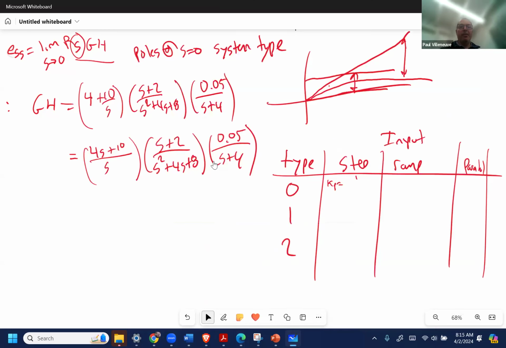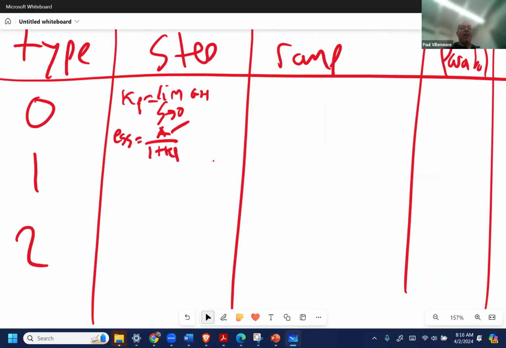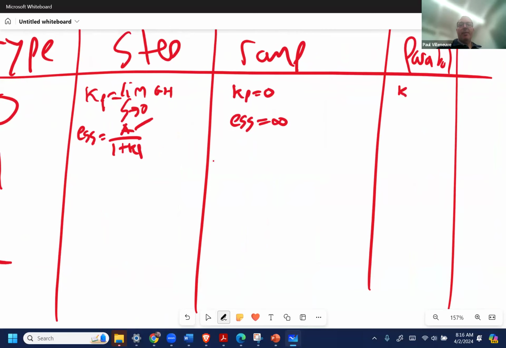So we'll have to append our table and we'll recognize that K sub P is equal to the limit as S approaches 0. Let me zoom in a little bit, give myself a little room. The limit as S approaches 0, G times H. And then my steady state error is A over 1 plus KP, where A is the magnitude multiplier for our input. For a unit step, we have to calculate what that K sub P is. For a ramp input, K sub P is going to be equal to 0, and ESS is going to be equal to infinity. Same thing for a parabolic input.